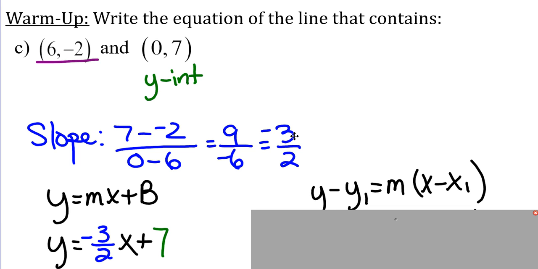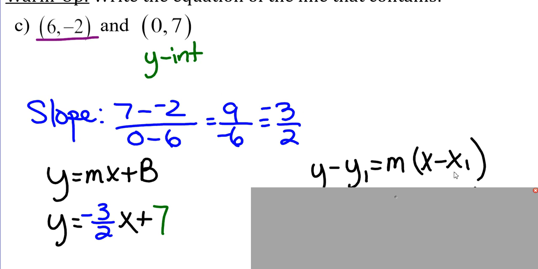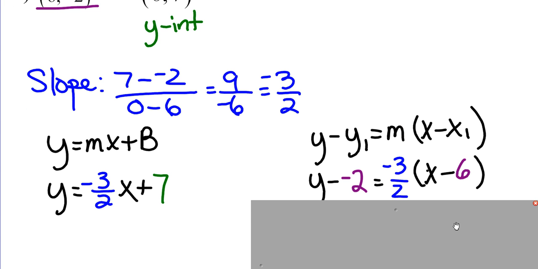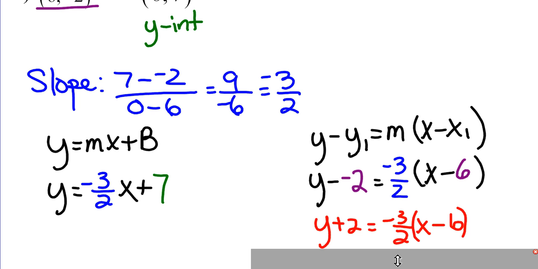Now, if we wanted to use the slope and a point, perhaps (6, -2), we could write it into point-slope format as well. So again, our slope m would be -3/2, and we're going to substitute 6 in place of x₁ and -2 in place of y₁. And then we want to look to see, is there any simplifying that needs to occur? Yes, y minus a negative 2 should be a positive 2. So we should have y + 2 = -3/2 times the quantity (x - 6).